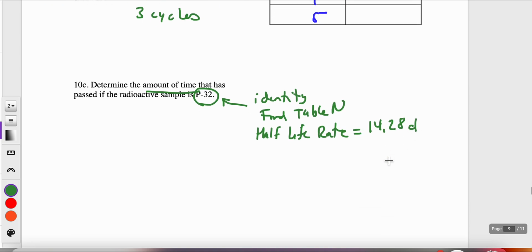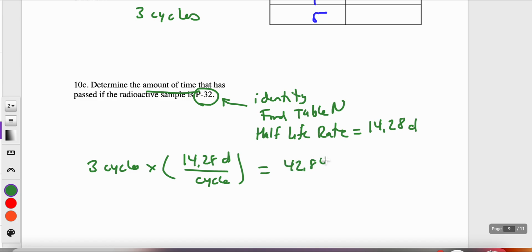So here we go. We know it went through 3 cycles, and it is 14.28 days per cycle. Cycles cancel out, and so we know that around 42.84 days have passed. That's the total time that has passed.